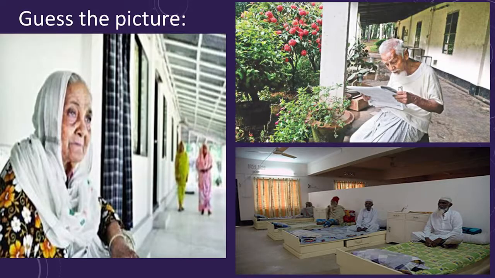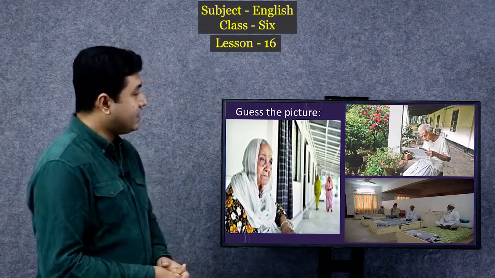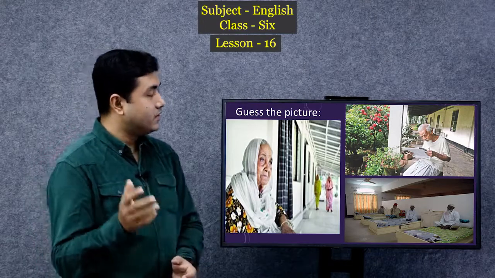Here, you can see some pictures. Can you guess the location of this picture? Where are the people living? It may be that they are living at a home, but it is not their original home. It is an Old People's Rehabilitation Center. So, today's lesson is An Old People's Home.